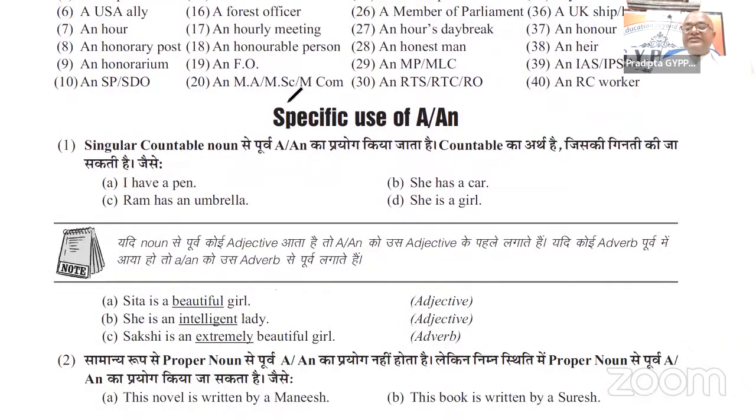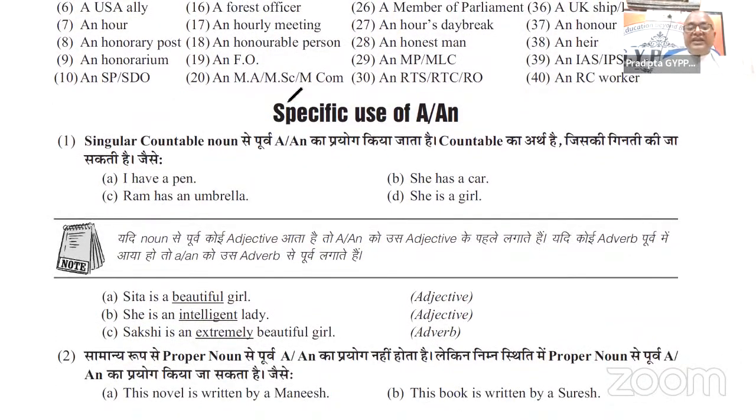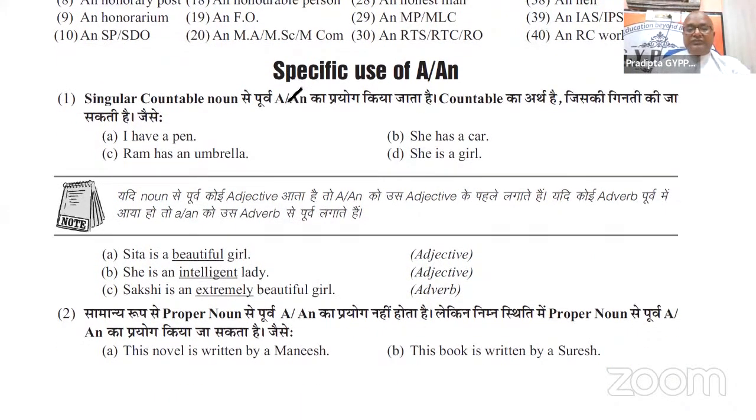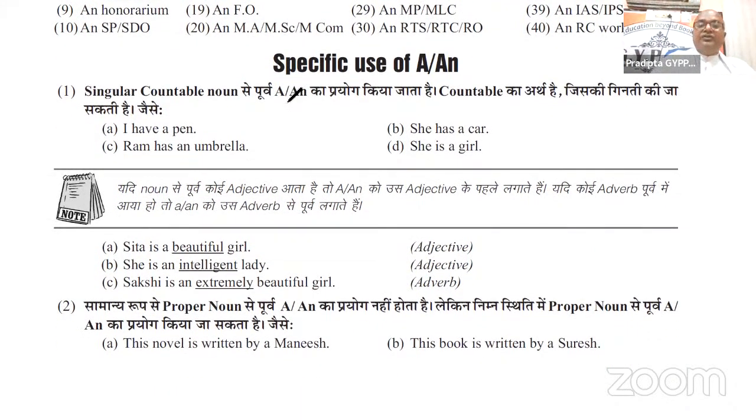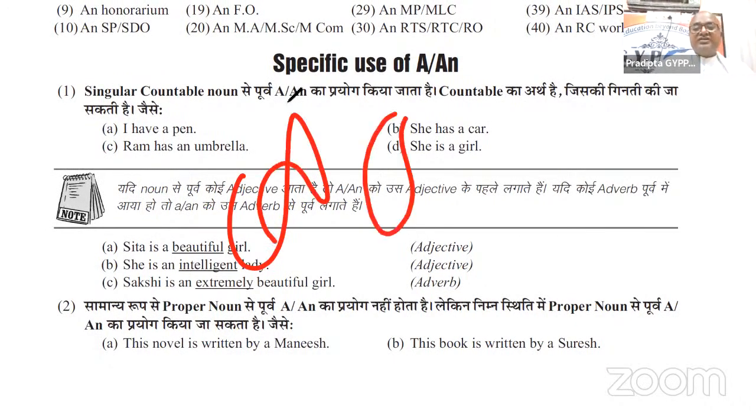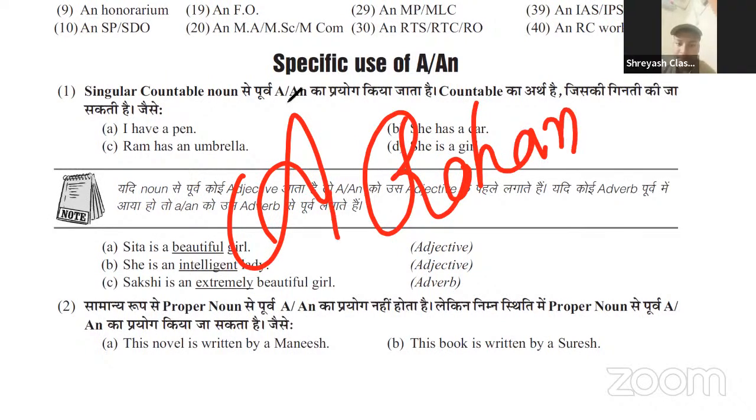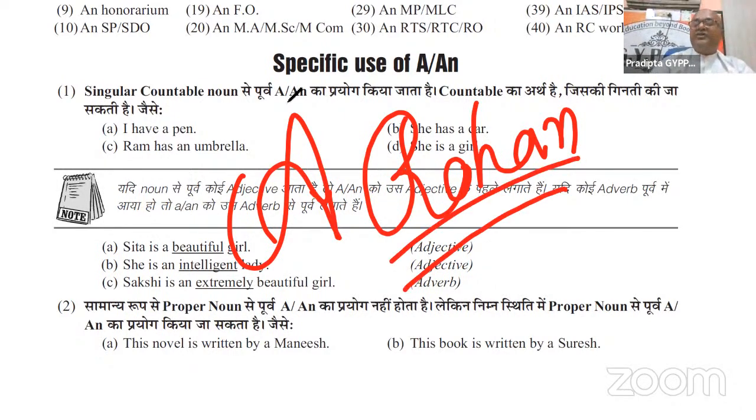Now let us learn about the specific use of a or an. We know if a consonant sound begins the noun, then we use a, like a car, a girl, a dancer. But what about a proper noun? Do we say a Ramesh or a Rohan? No, sir. Why don't you use a before a proper noun?